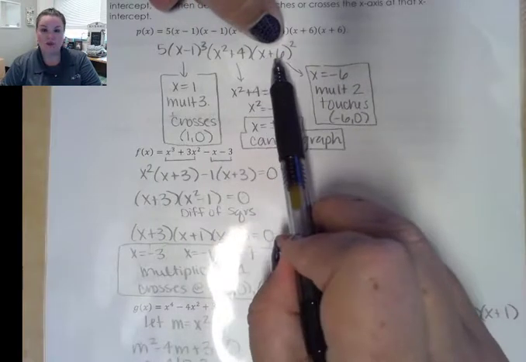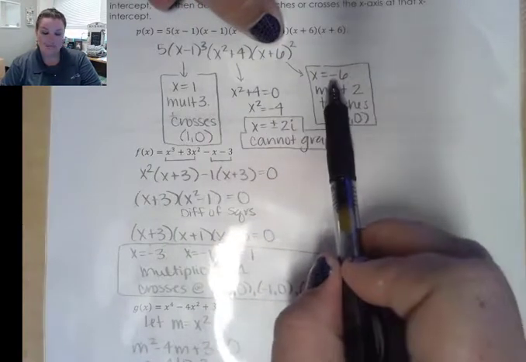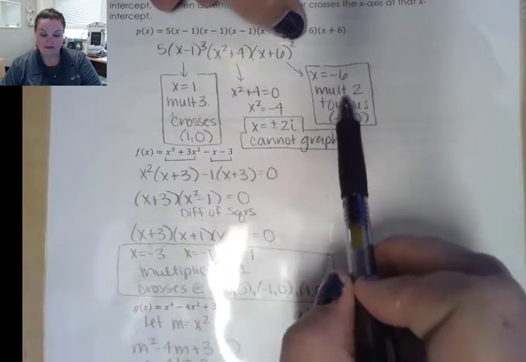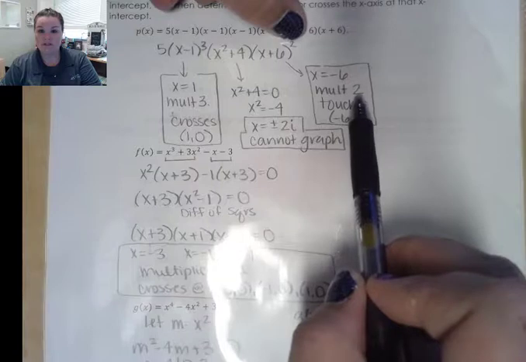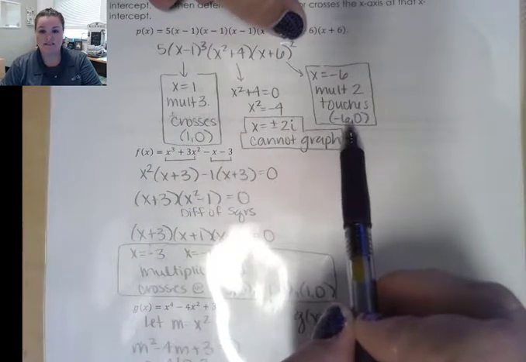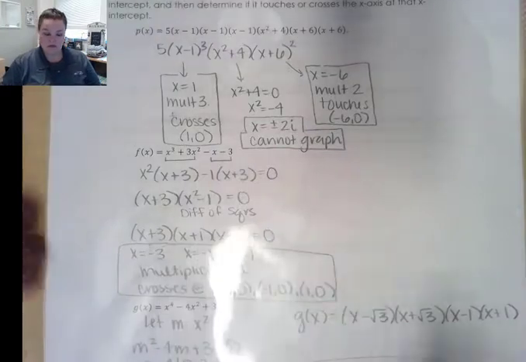When I set x plus 6 equal to 0, I'm going to get x equals negative 6. It came from a squared factor, so that's going to be multiplicity 2, which means it only touches at the x-intercept (-6, 0). Okay, let's look at the next one.